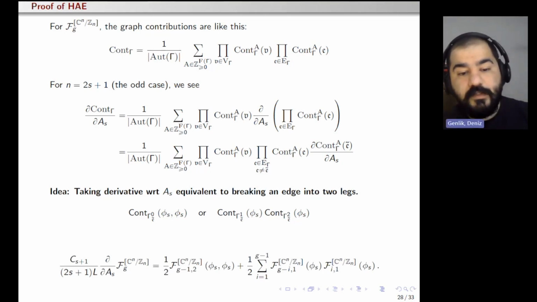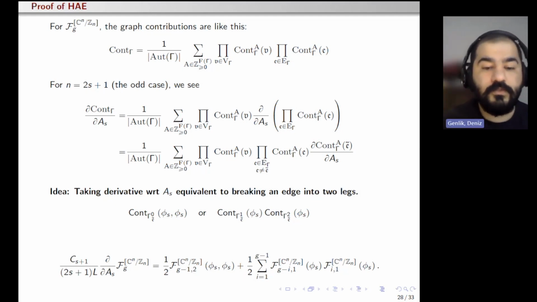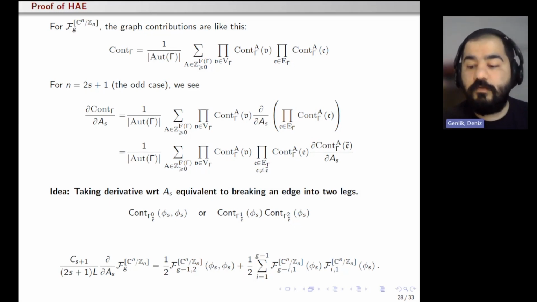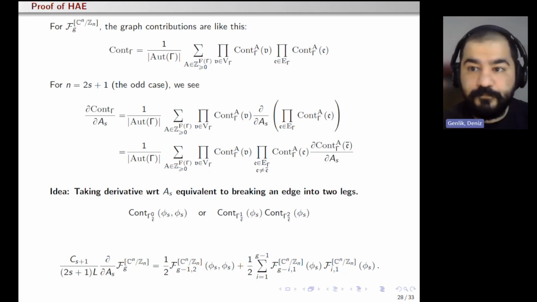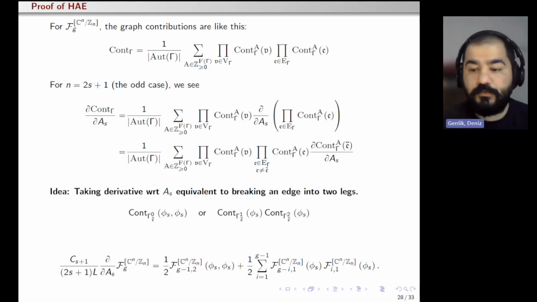So on the right hand side, you break an edge and turn it either into one lower genus with two legs, or some G1 and G2 whose sum is equal to G, each having one leg. You sum over all possibilities and mesh these potentials in this way. This is how we proved it. Any question? And for the even case, we have a similar proof.